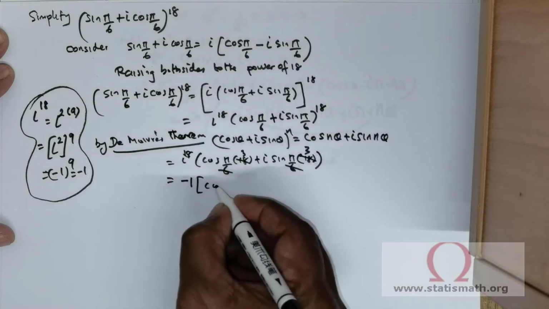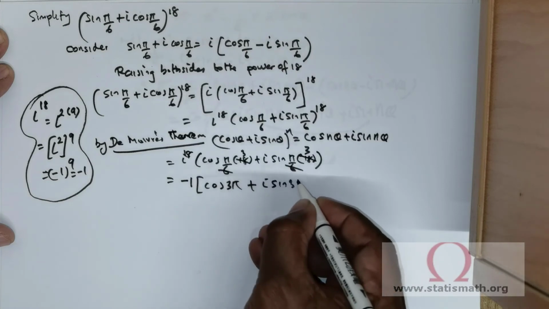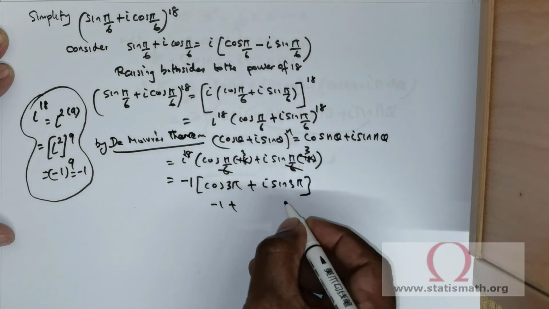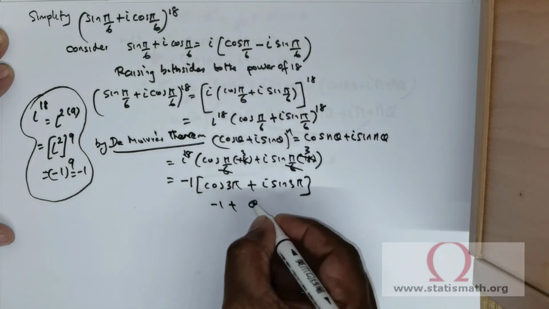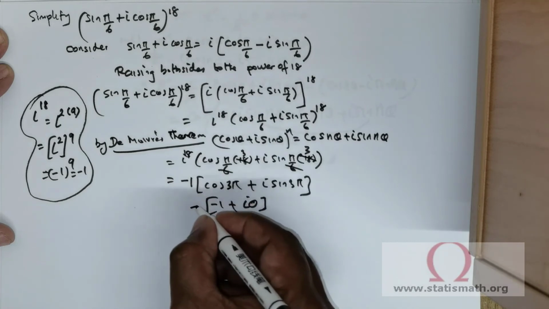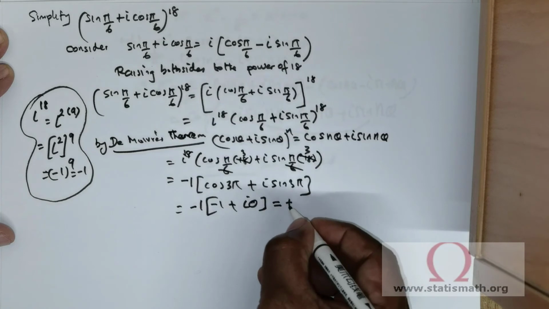So this is going to be cos 3π + i sin 3π. Cos 3π is negative 1, and sin 3π is going to be 0. Of course you got the i there, and that has to be multiplied with negative 1. So that is going to give us negative negative, positive 1.